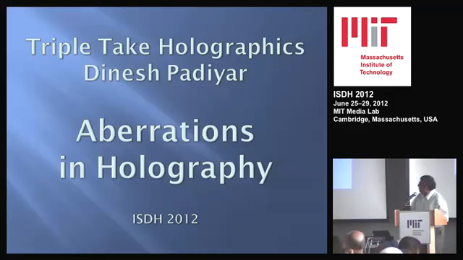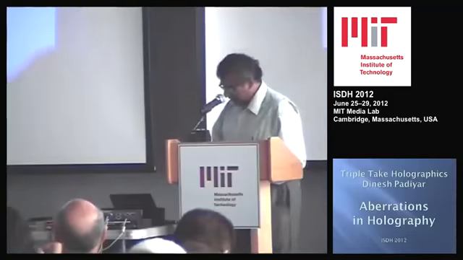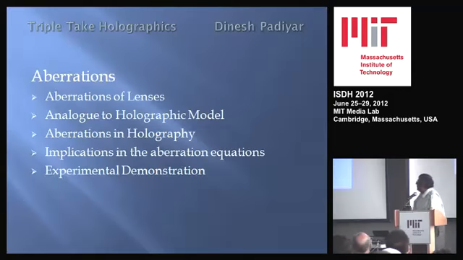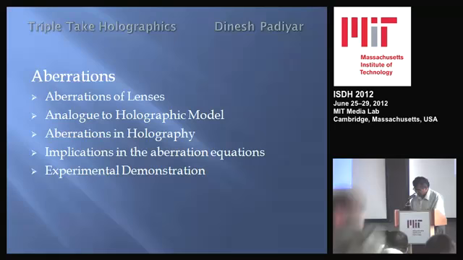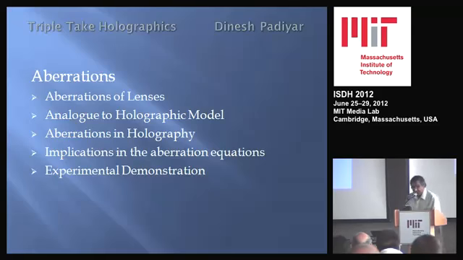So I would like to talk about aberrations in holography, and I start off with aberrations of lenses to give an introduction to aberrations in general. Then I go on to a holographic model of aberrations, and talk about aberrations in holography. I derive some equations to show what the aberrations are, and then we get some implications from those equations. And then there is an experimental demonstration of some aberrations.